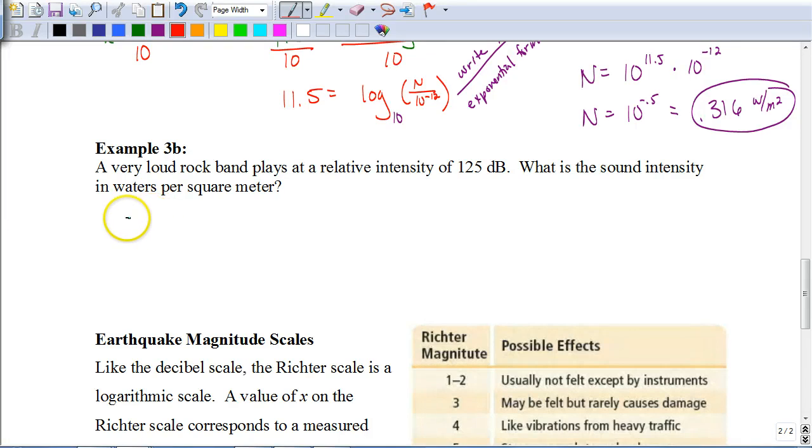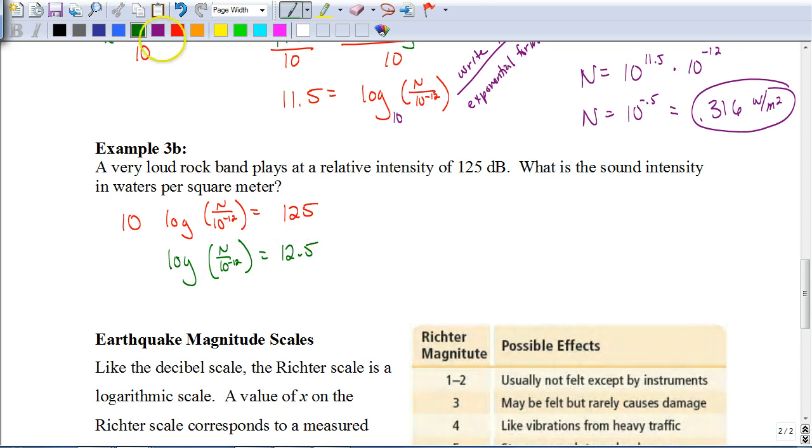Okay, so let's see what you did. You should have set it up like this. We have the 10 times a log of n divided by 10 to the negative 12th power equals, in this case, 125 decibels. So now I'm going to divide both sides by 10. Which gives you 12.5. Again, I'm stuck here, so I'm going to rewrite this and put this in exponential form.